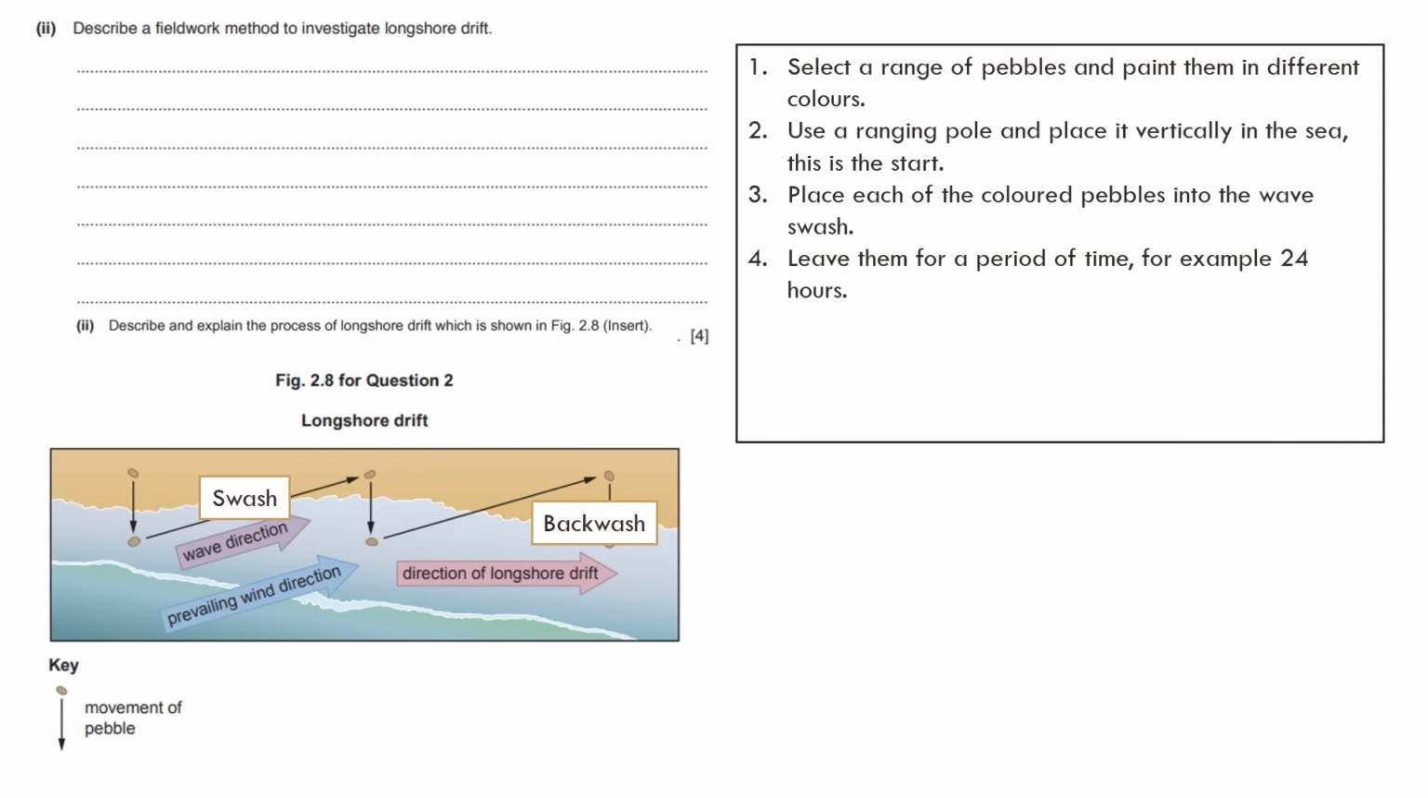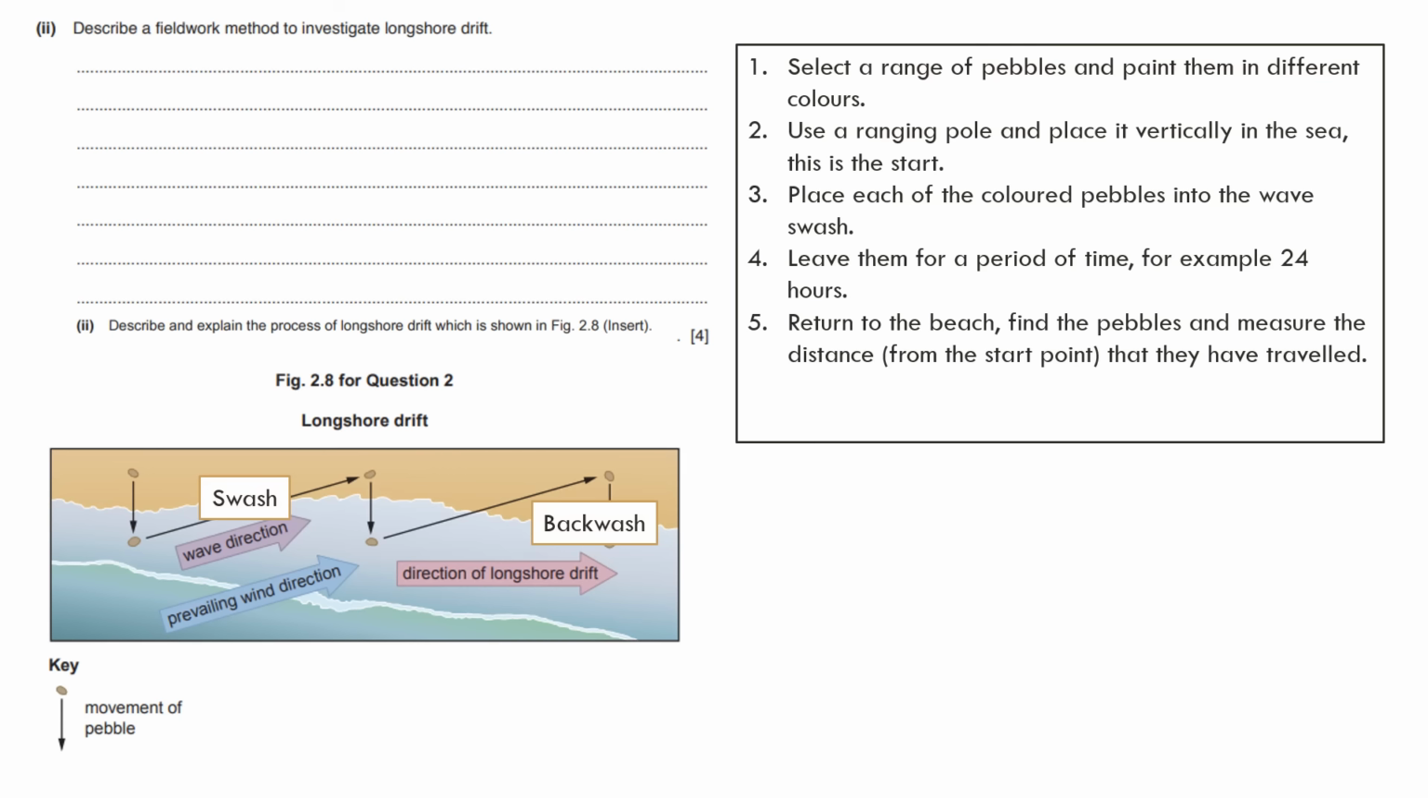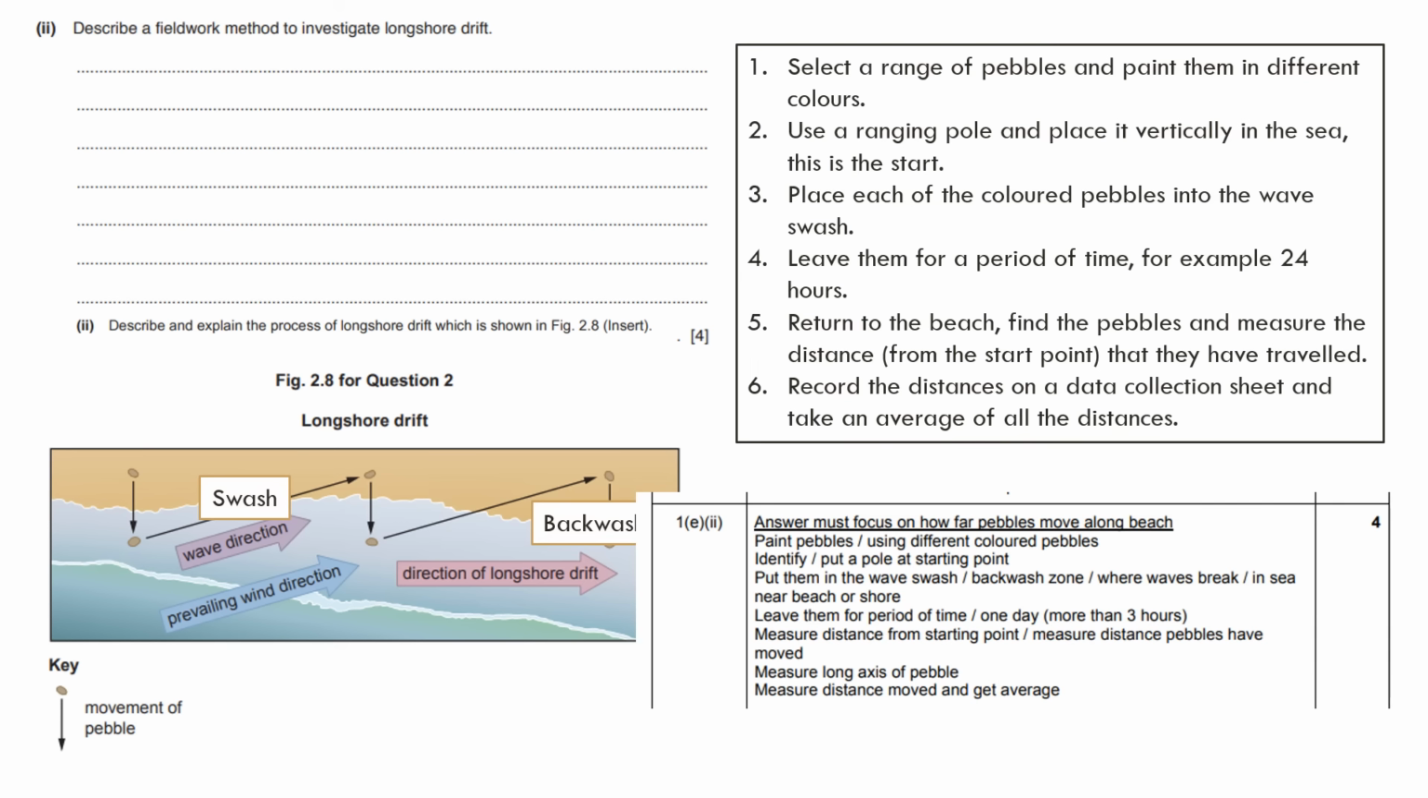and then leave them for a period of time, for example 24 hours, and then return to the beach to find the pebbles and measure the distance from the start point and how far they have travelled. Record distances on a data collection sheet and take an average of all the distances. And so this is the method that you would do. Please do pause the video and include those into your notes, because it is a tricky one. I've only seen this appear once, but this should help you in case you don't know how to approach it.